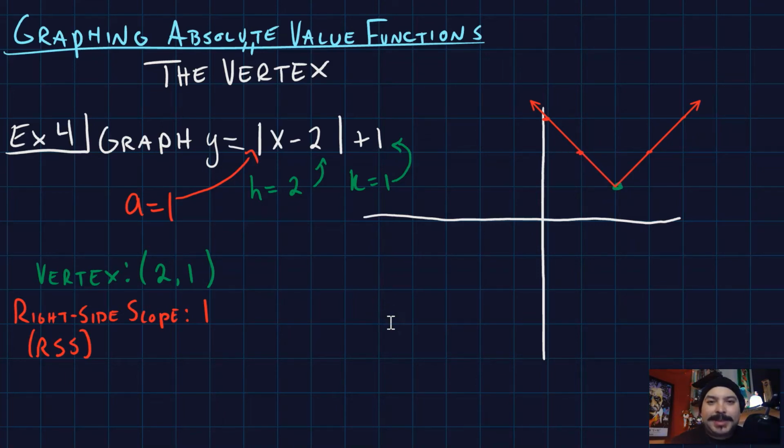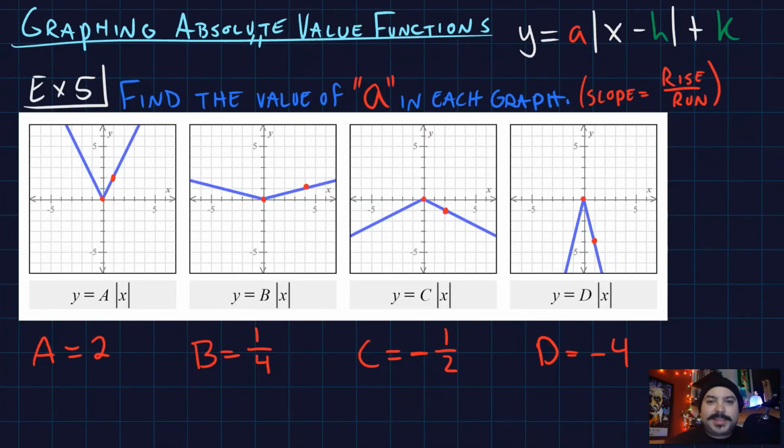So now let's investigate how the value of a will affect the shape of our graphs. In example 5, we'll be looking at the graphs of 4 different absolute value functions to see if we can determine the value of a from each graph.